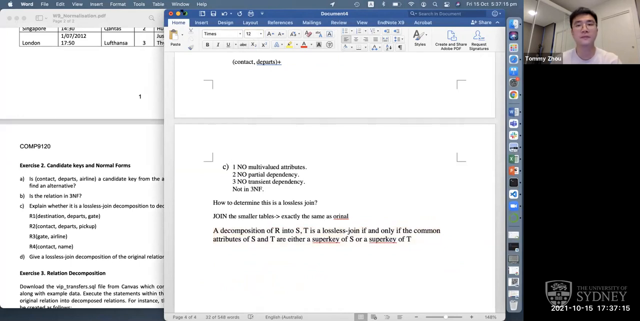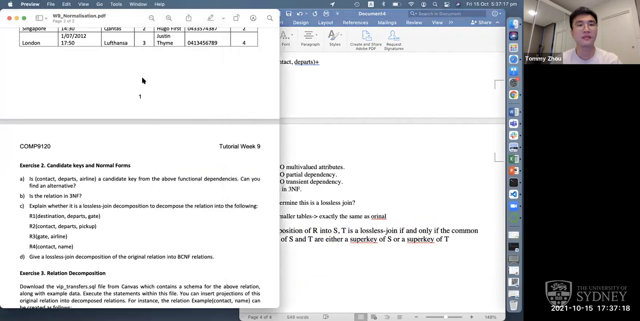Right. So following this conclusion, can we determine if this is a lossless join or not? Any thoughts? No.